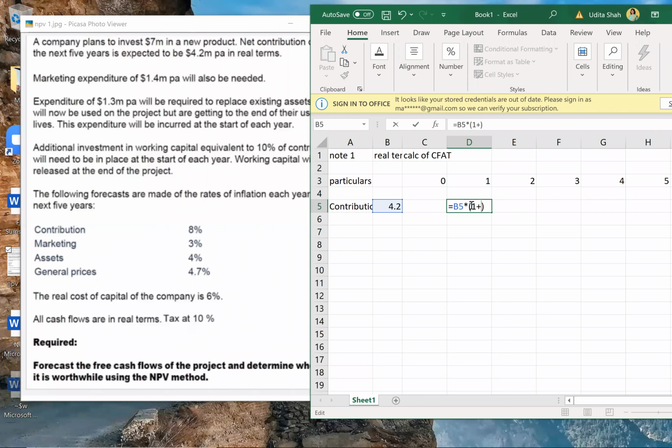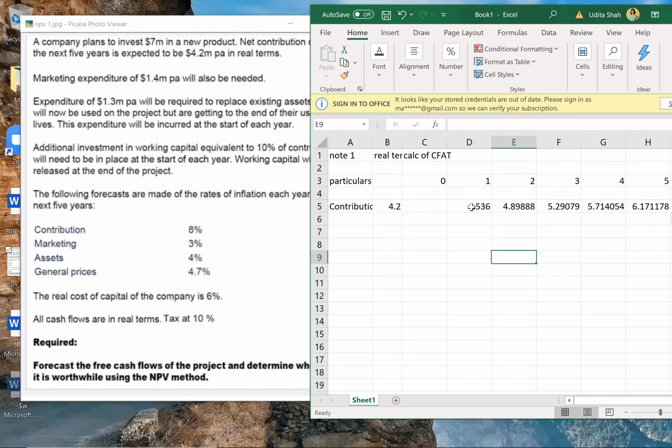1 plus R means what? 1 plus 8%. So that is 0.08, correct? Raised to 1. That is 4.536. Oh, sorry. I want this to be constant, so I'll put a dollar sign over here. And just drag it over the next 5 years.